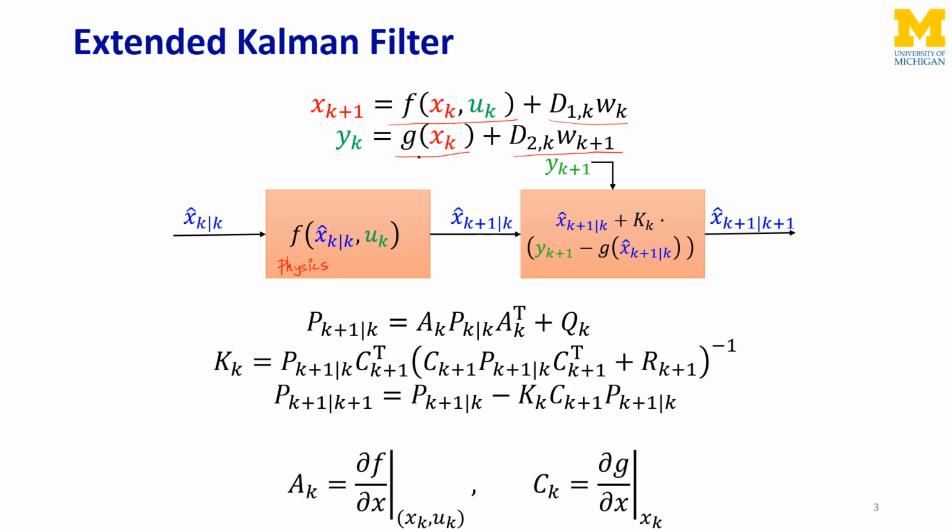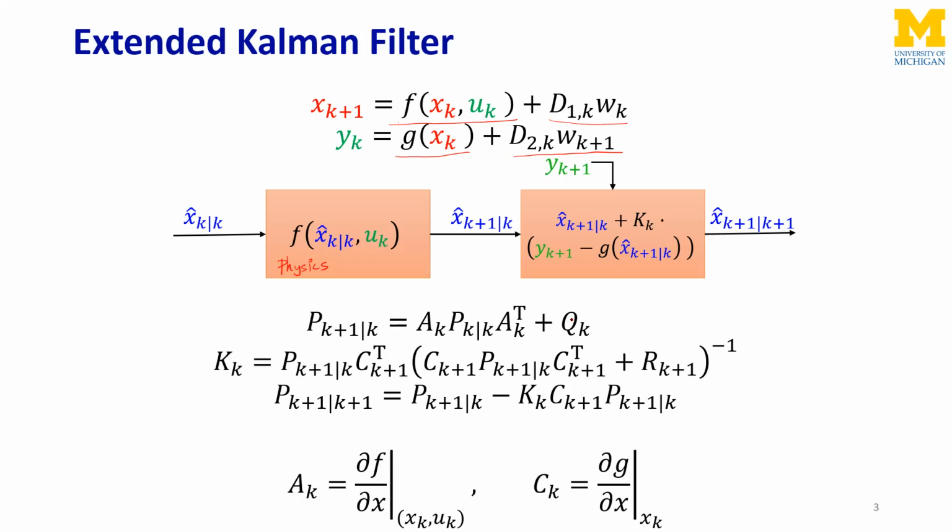And I'm going to use the output map to go from the prior estimate at step k plus 1 to the posterior state at step k plus 1. Now, what about the gain matrix K_k? The gain matrix K_k is going to be computed exactly as it was done before. We have the prior covariance update, we have the gain calculation, and we have the posterior covariance update. Now, these matrices depend on A_k, C_k, and Q_k and R_k.